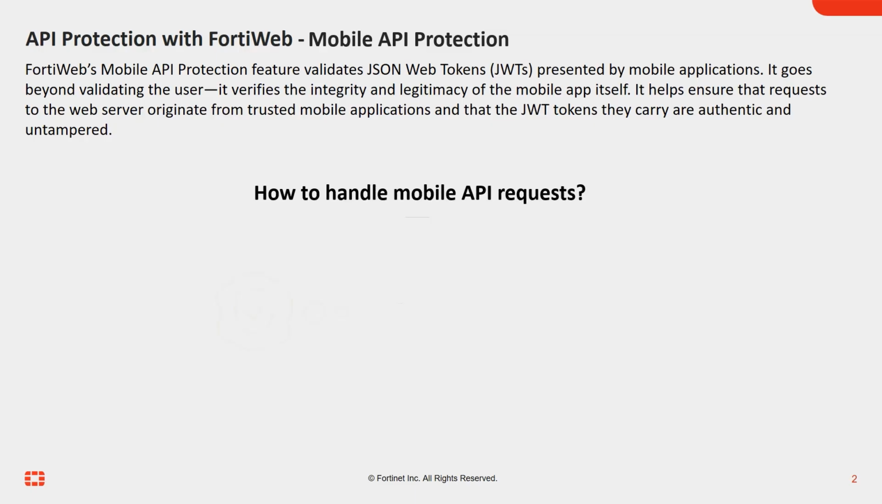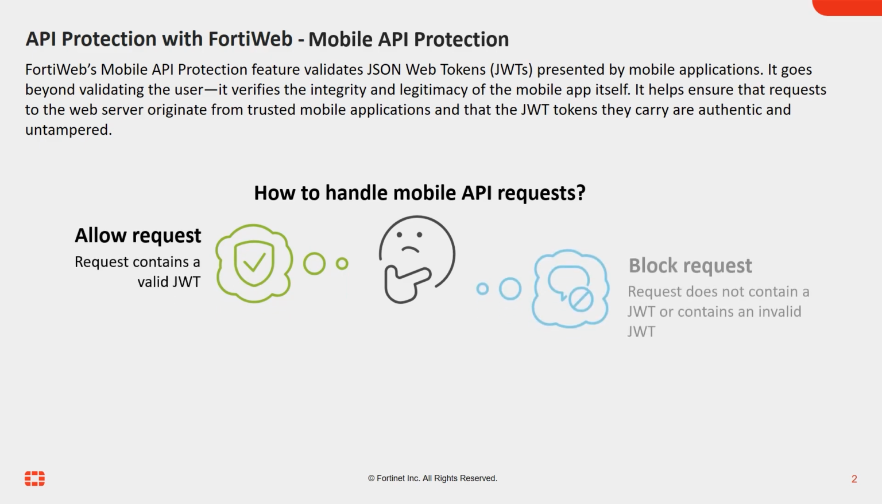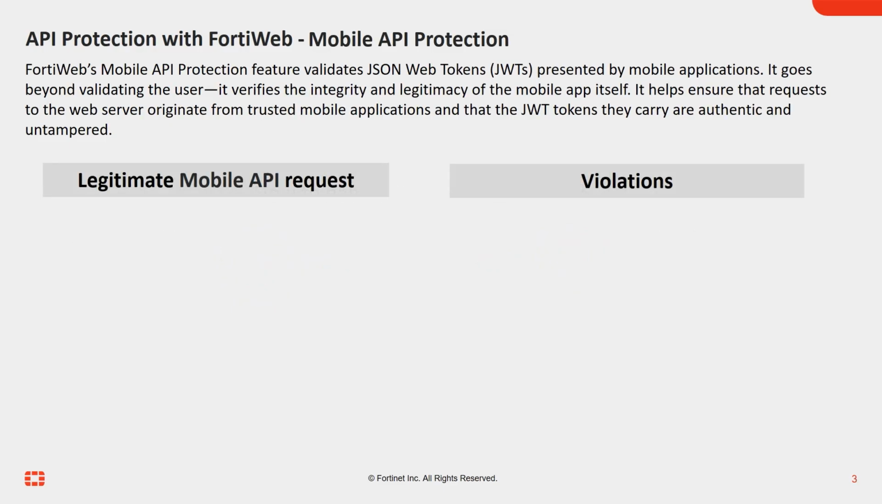It checks if a request contains a JSON Web Token, whether the token is valid, and flags the request accordingly, whether there be no token, valid token, or invalid token. Based on these flags, actions are enforced, ensuring only authorized mobile traffic is allowed and enhancing security for mobile API interactions. Let's take a look at some examples of the mobile API protection feature in action.